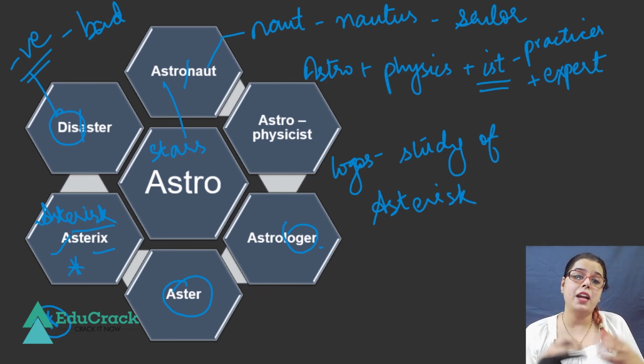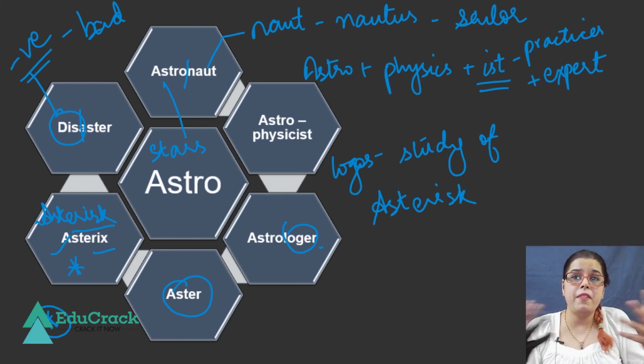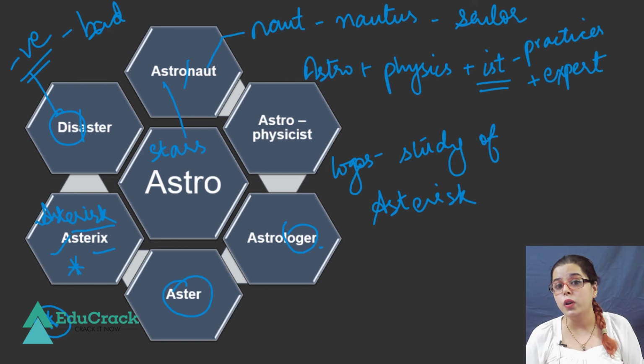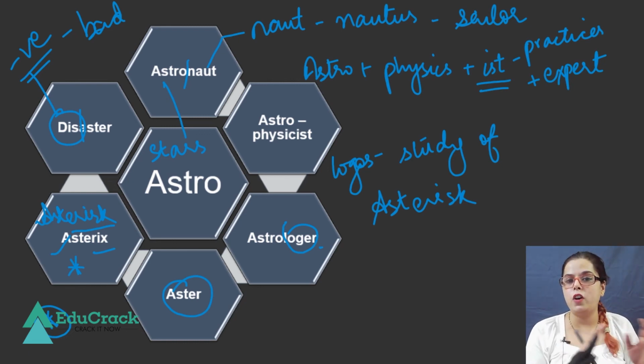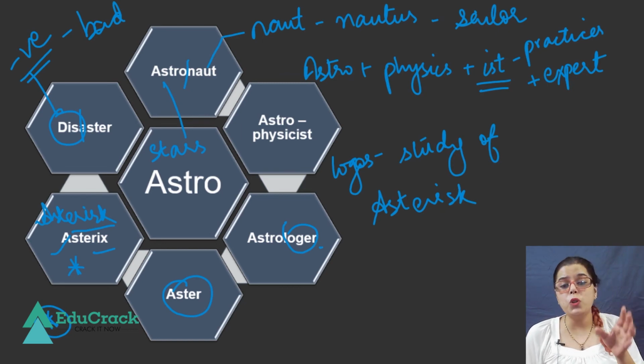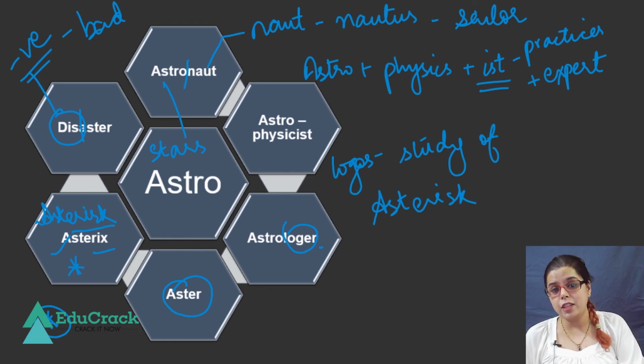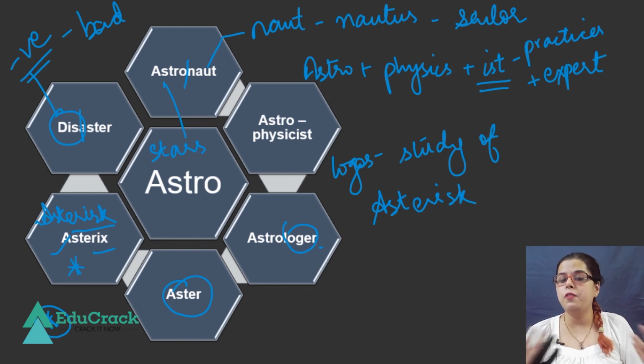Because of the impact of stars, some event happened and that event was actually not good. So that not good event or that bad event is called a disaster. So that is how the root word astro can give birth to so many different words, and all of these words, they have a very different meaning, yet they are somehow related to the root word astros. And that is how root words function.